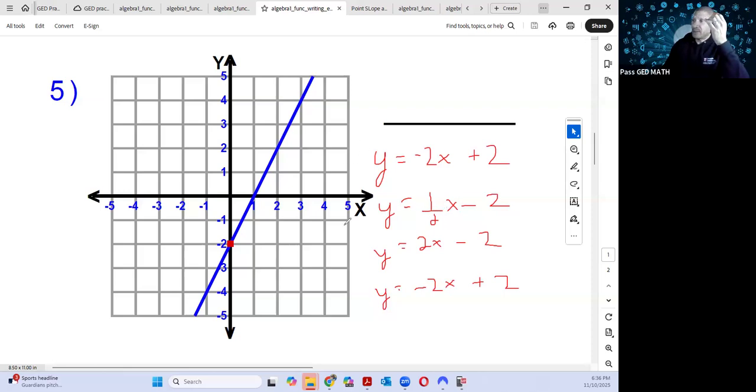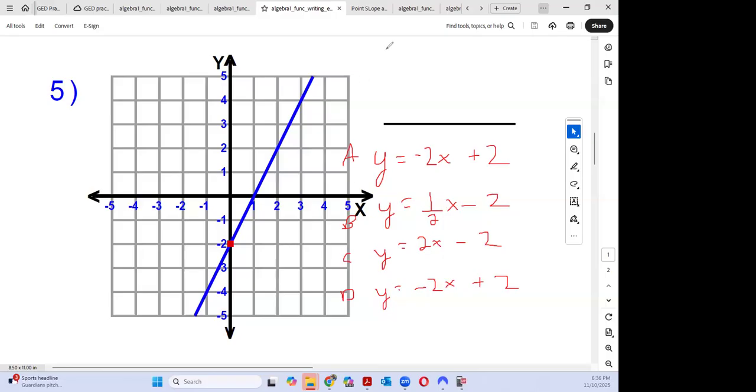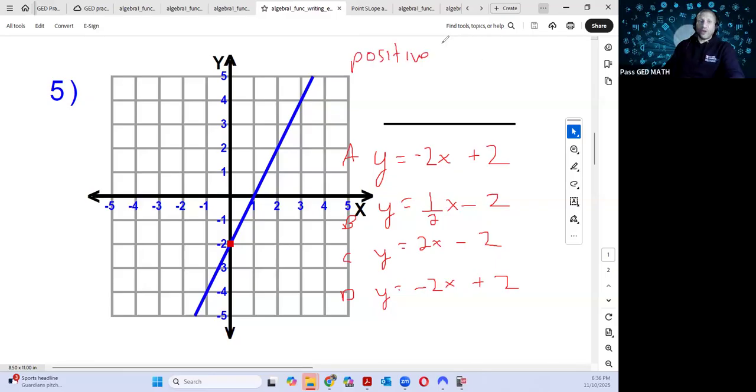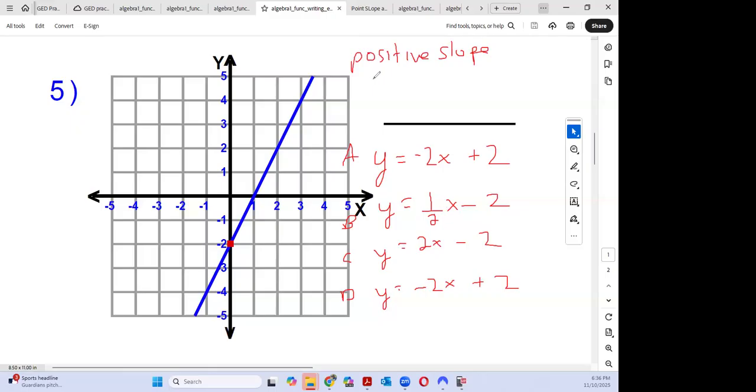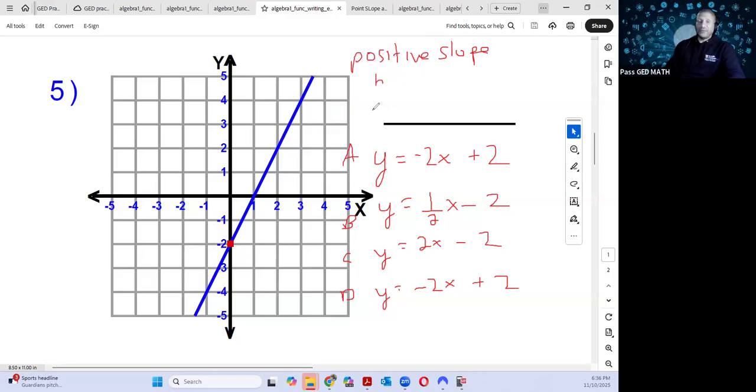This is A. This is B. This is C. This is D. Looking at this graph, is this slope positive or negative? Positive. It's a positive slope. What else can we tell from this graph right away? That our y-intercept is negative 2.